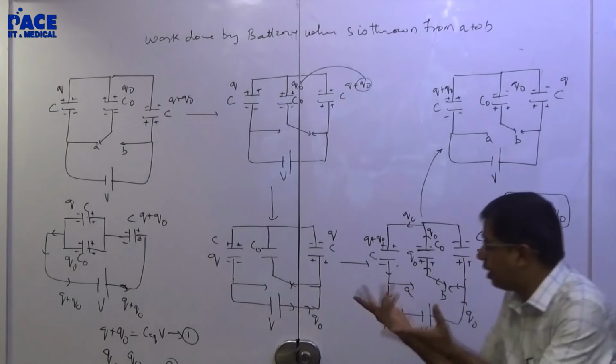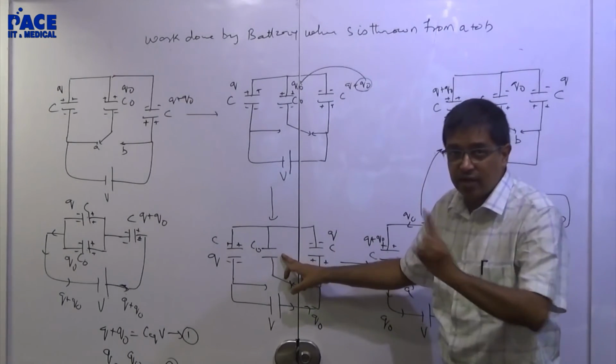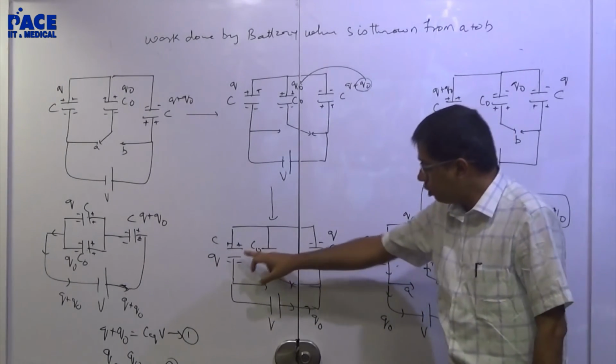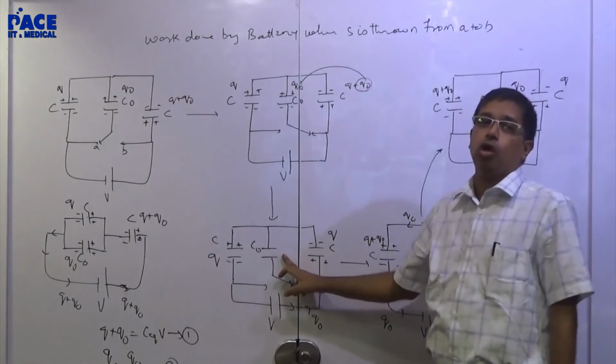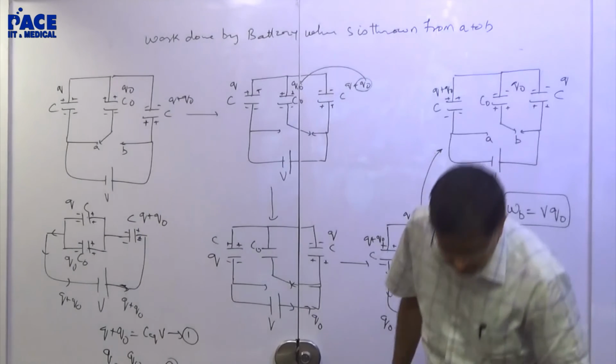Neutral capacitor में charge है ही नहीं. That was nullified by this. Now this doesn't have any charge. This should also gain Q naught. Other than battery, do we have any other source?